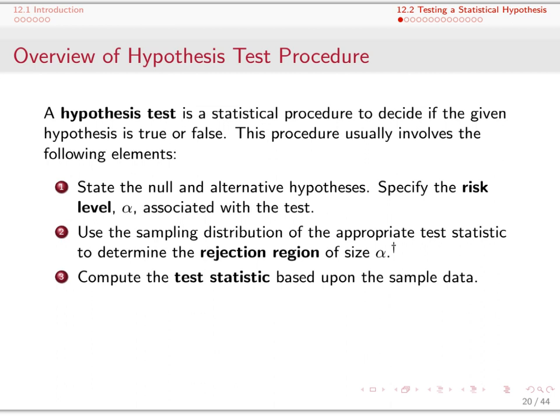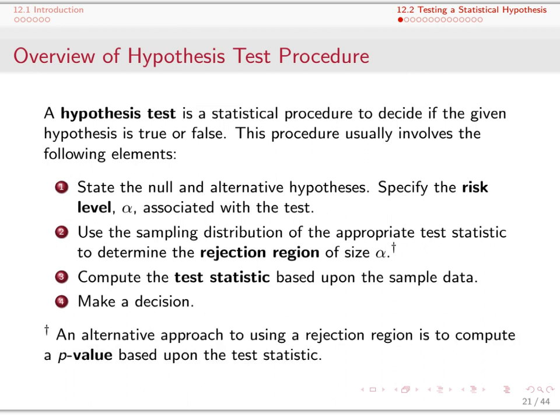Then we'll compute the test statistic based upon the sample data, and compare the test statistic to the rejection region. We'll look to see if the test statistic lies in the rejection region or not, and based upon that, we'll make our decision. In particular, if the test statistic lies in the rejection region, then we will reject the null hypothesis in favor of the alternative hypothesis. If the test statistic does not lie in the rejection region, then we will fail to reject the null hypothesis.